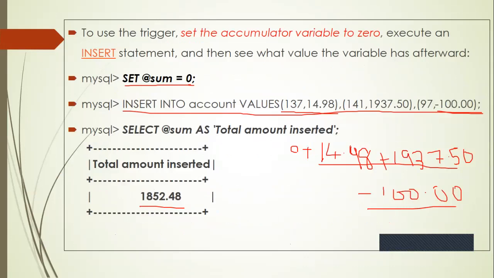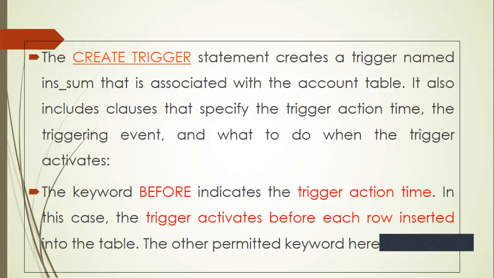To get the output of sum, select @sum. You can directly write @sum, then you'll directly get this value, or sum as total amount inserted. So it will display the total amount inserted and the value which is inserted. The same thing which we have given here, the same data which I've explained here.